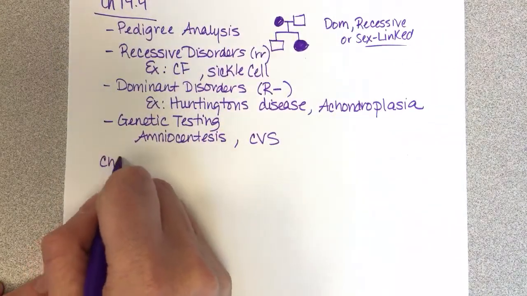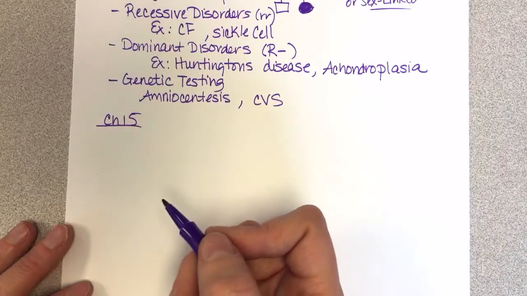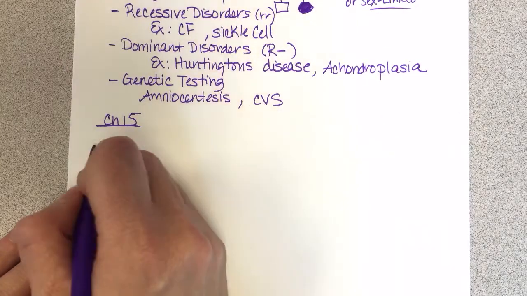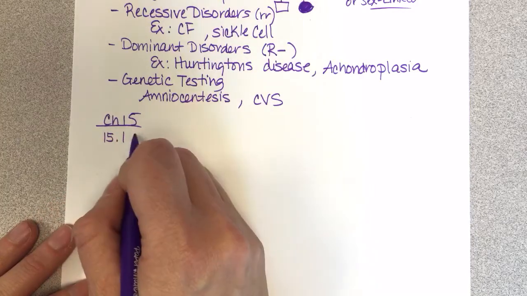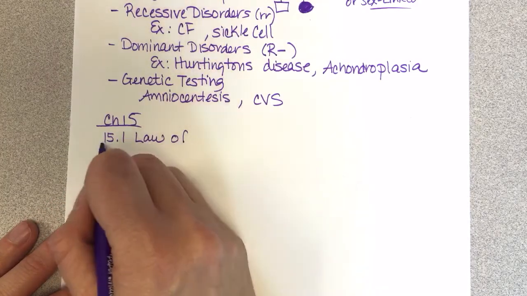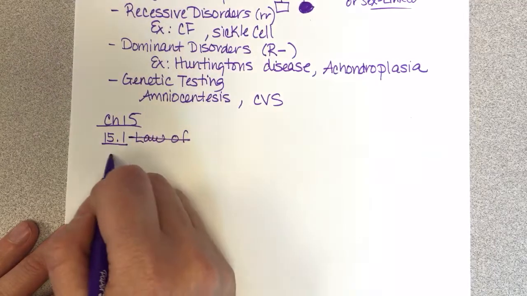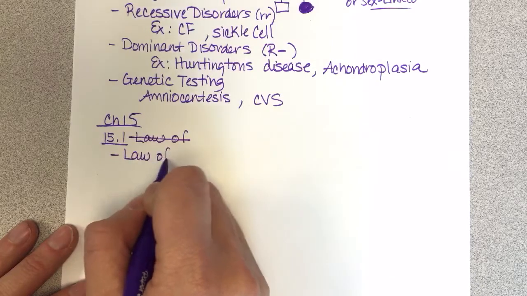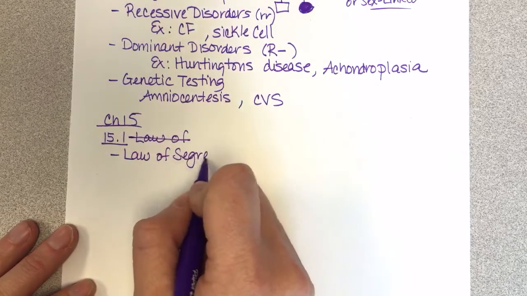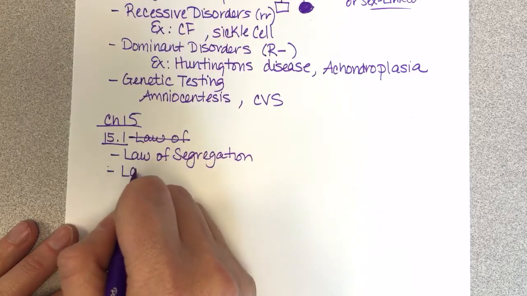So then Chapter 15, we continued on with genetics. So Chapter 15 was about genetics. 15.1 was the law of segregation. That's not the title. That should have gone under here. It's a law of segregation, and the law of independent assortment.